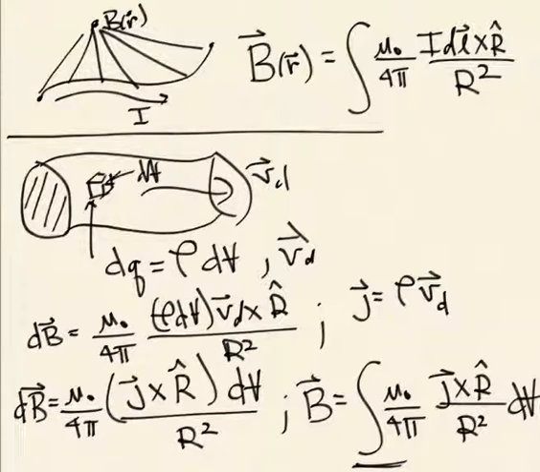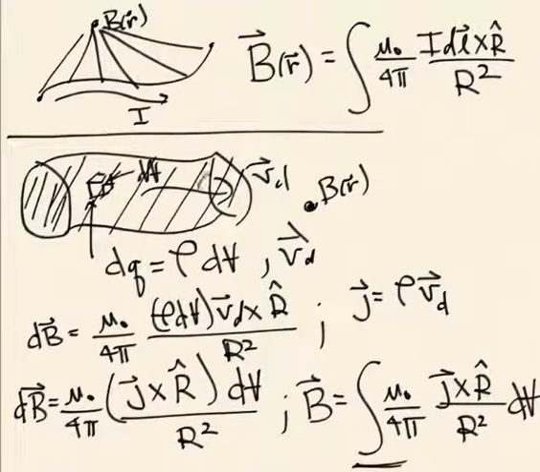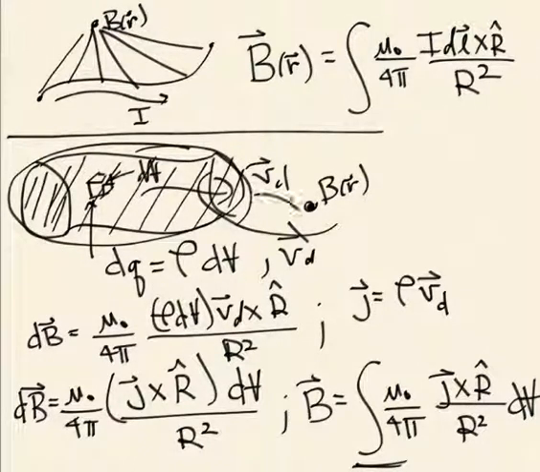In practice, it'll be an integral over dx, dy, dz over that bit of volume, and I'll have to integrate over the whole volume of this wire in order to get the total magnetic field generated, say, at this point. I'll calculate B of r generated by this whole wire at this location. Again, this is very abstract. I'll give you examples later on.